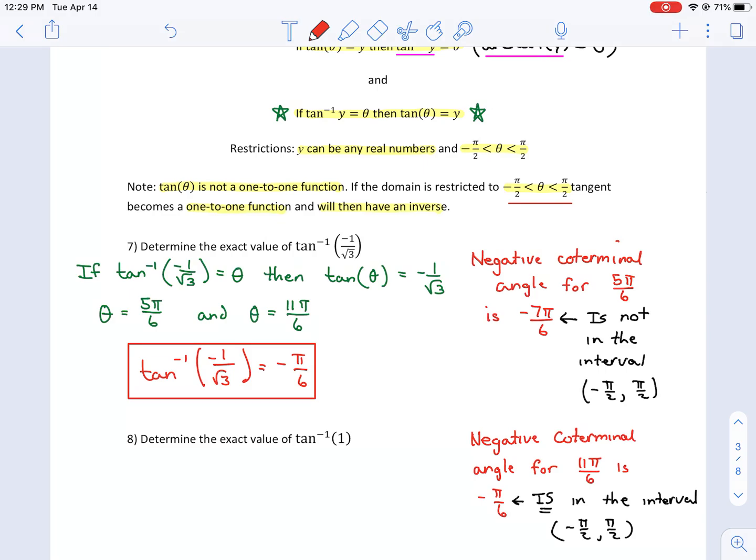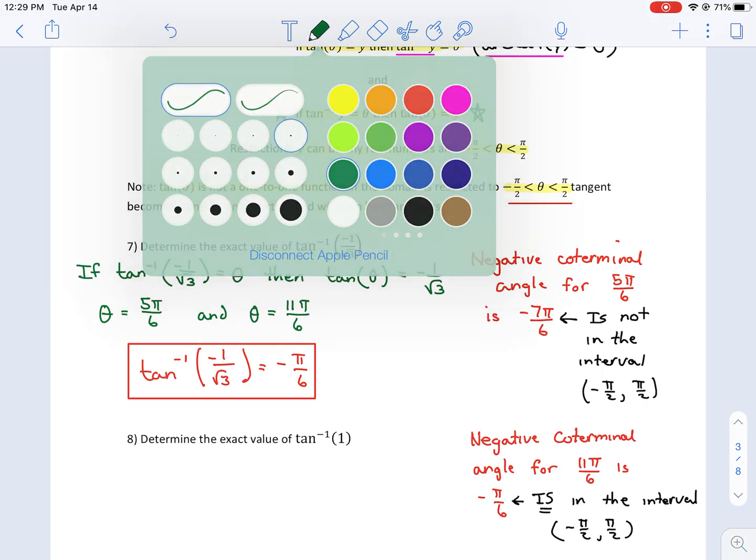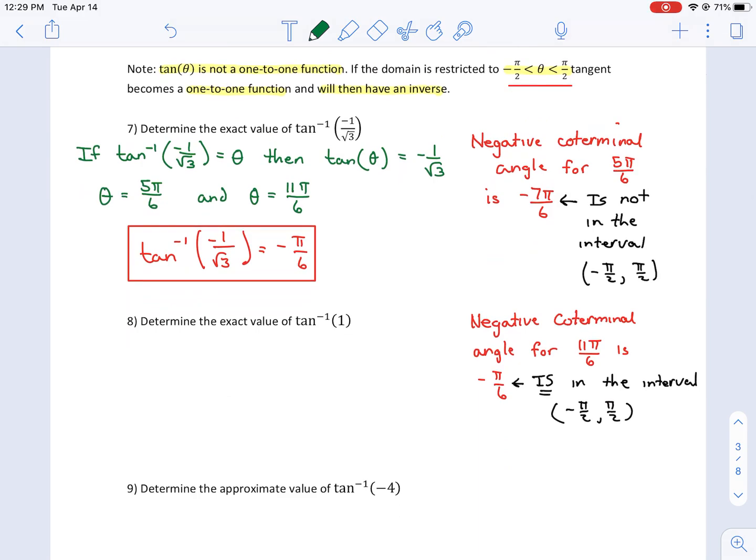Example 8. Determine the exact value of inverse tangent of 1. So just like the previous problem, number 7, if the inverse tangent of 1 is equal to theta, then tangent of theta is equal to 1. And from the unit circle, you'll find two angles. Theta is equal to pi fourths, and theta is equal to 3 pi fourths.